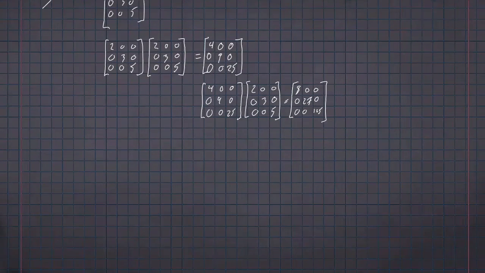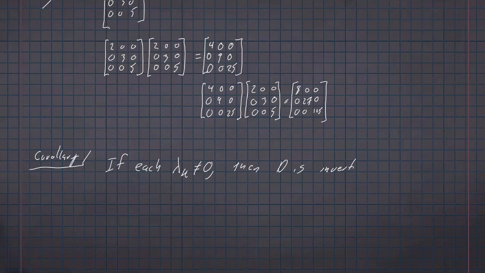One of the things I love about this theorem is that if each lambda k is non-zero, if each of the entries on the diagonal of this diagonal matrix are not zero, then the matrix we have is invertible, and the inverse matrix can be found very simply by taking the reciprocal of each of the main diagonal entries.